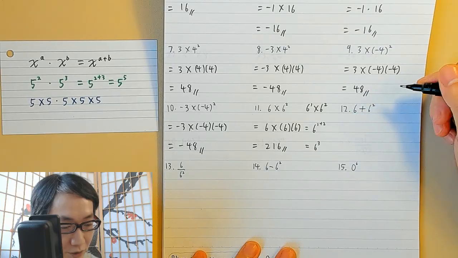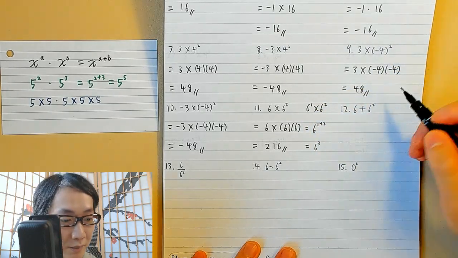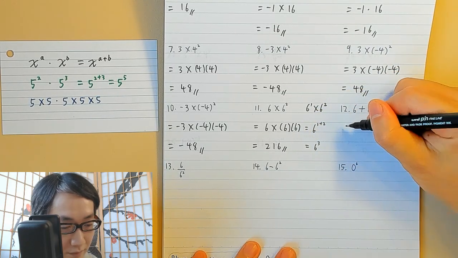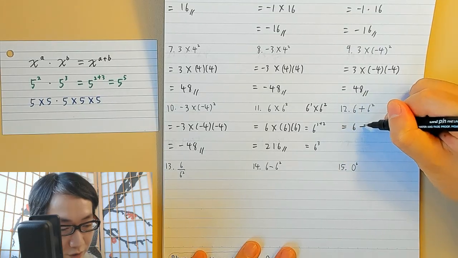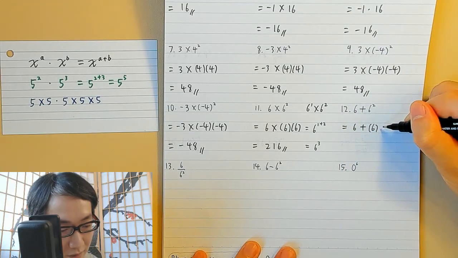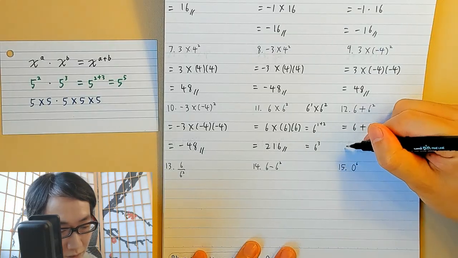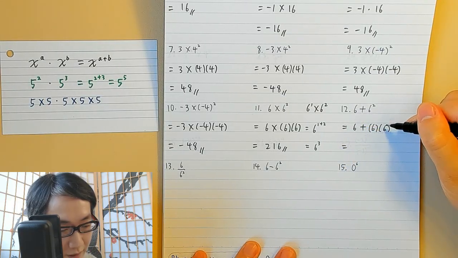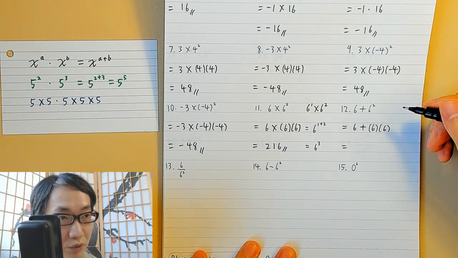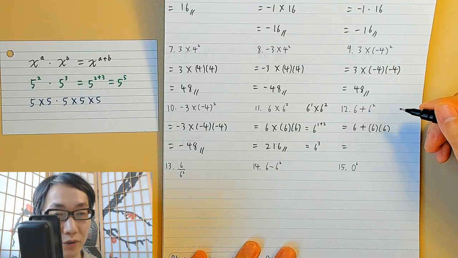However, for number 12, we cannot use this rule because this is a plus. So we have to do it normally. 6 plus 6 squared. This is 36. So 6 plus 36 is 42.